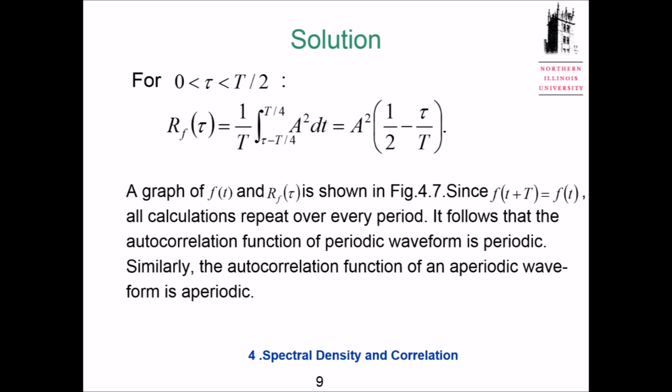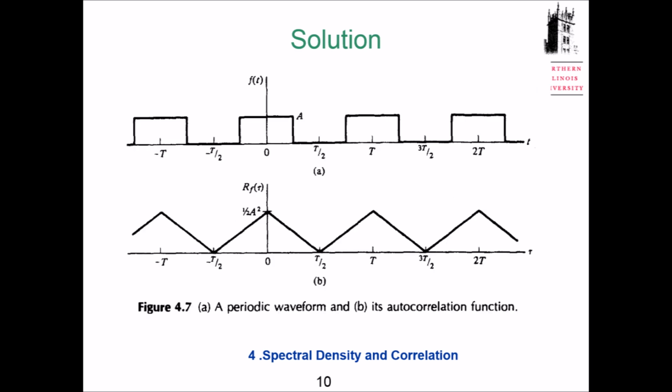But if you have e to the j omega t, its conjugate will be e to the minus j omega t. But this one is real. Why did you get f(t minus tau) instead of f(t plus tau)? You can, for example, use f(t minus tau) or f(t plus tau).